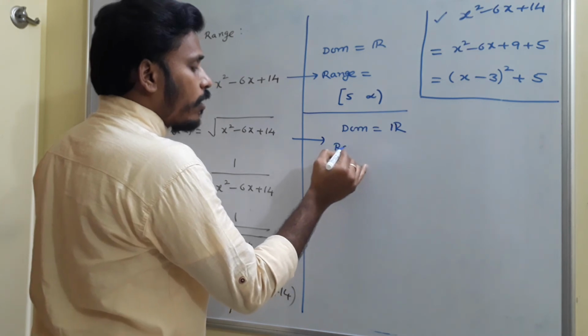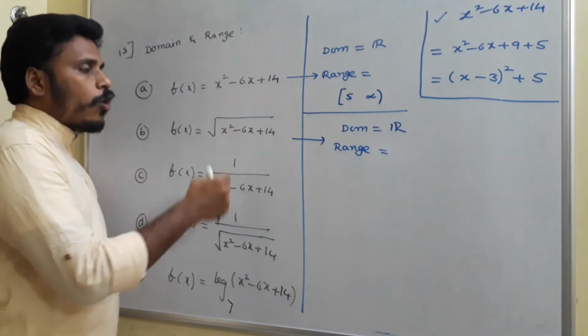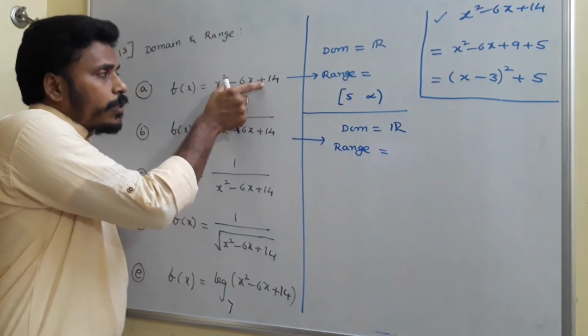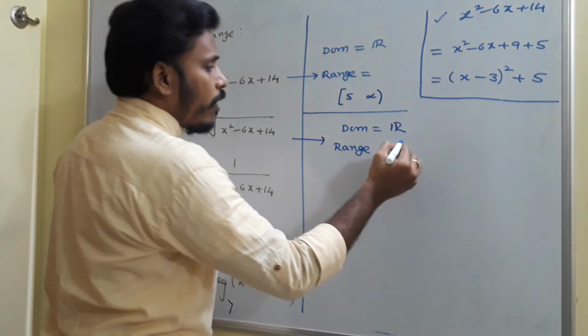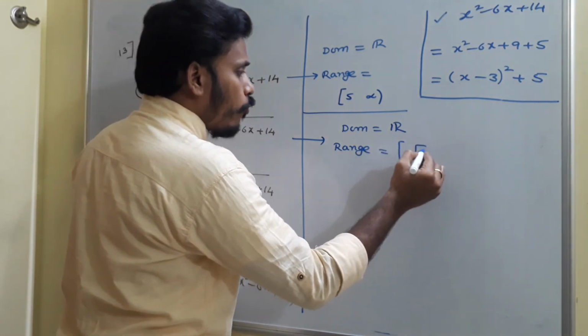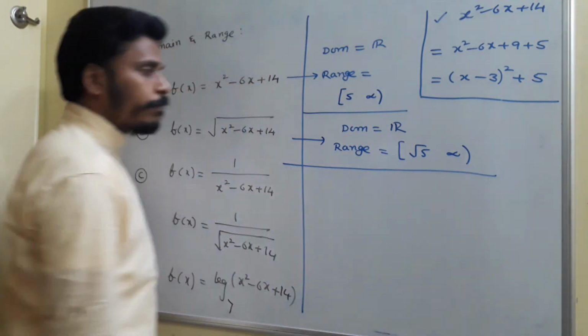Now when you think about the range, for the square root of all these numbers, the value starts from 5 and goes to more than 5. So when you apply the square root, the range is root 5 to infinity. Okay, that's about the second problem.